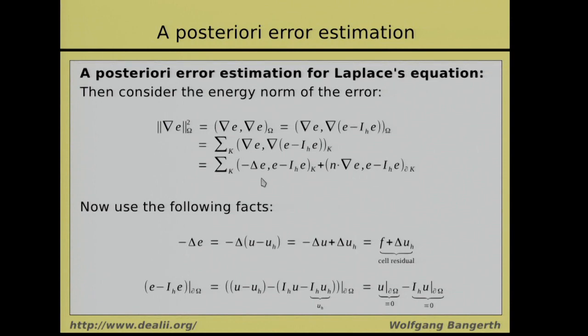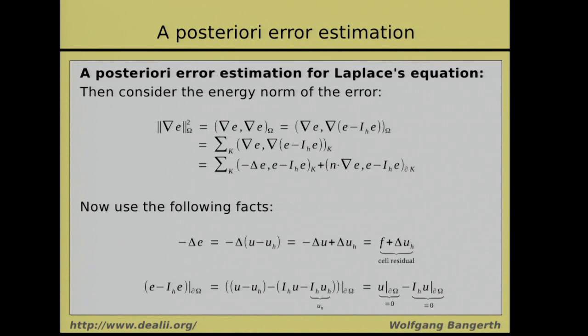So let me look at this for a second. The Laplacian, minus Laplacian of E, that's minus Laplacian of U minus UH. So I just multiply this out. So it's minus Laplace U plus Laplace UH. And of course, I know that U is the solution of the exact differential equation. So I know that minus Laplace U is F. So I have F plus Laplace UH. And this is what I'm going to call the residual.